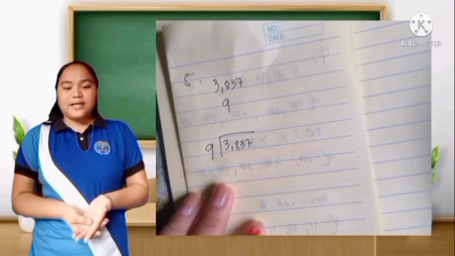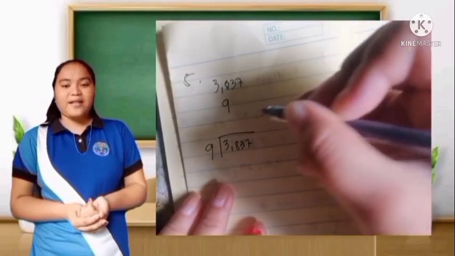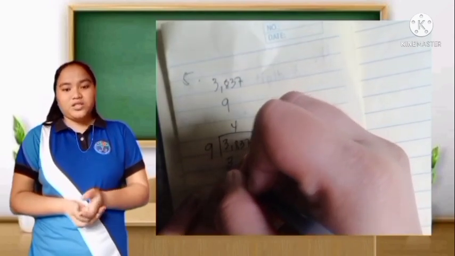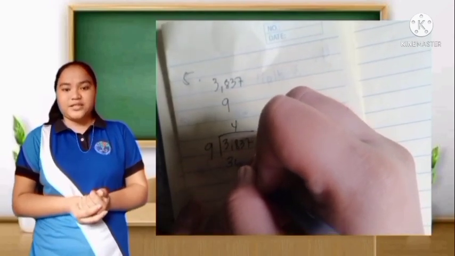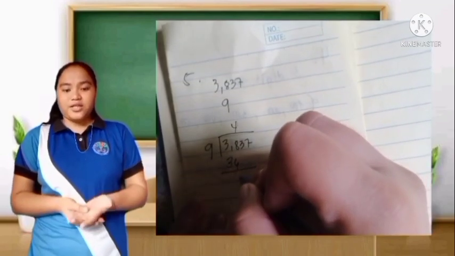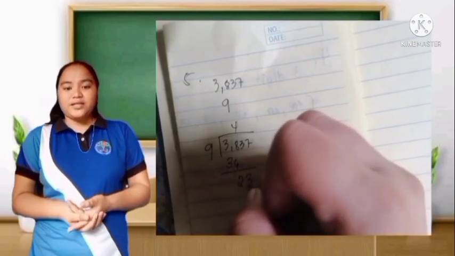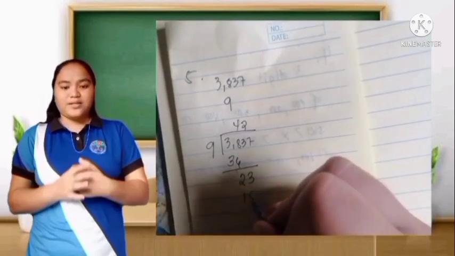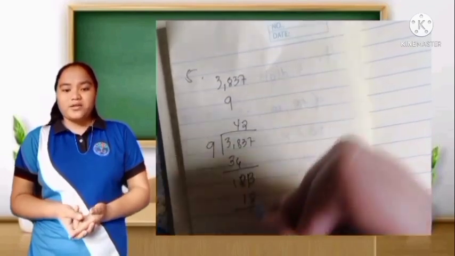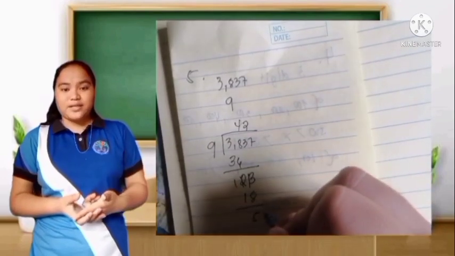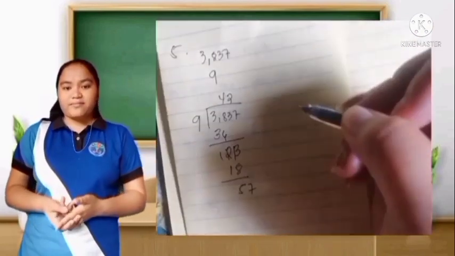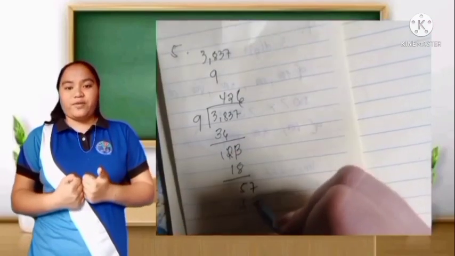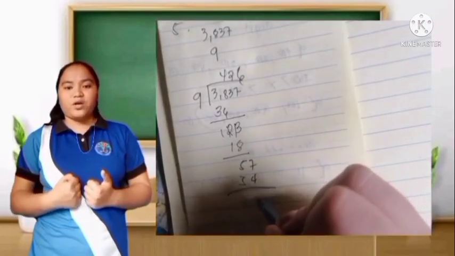So, 3,837 divided by 9: 38 divided by 9 equals 4 and 4 times 9 equals 36. So, 38 minus 36 is 2. Then bring down the 3, and 23 divided by 9 equals 2 and 9 times 2 equals 18. So, 23 minus 18 is 5. Then bring down the 7. So, 57 divided by 9 is 6 and 6 times 9 equals 54. So, 57 minus 54 is 3.